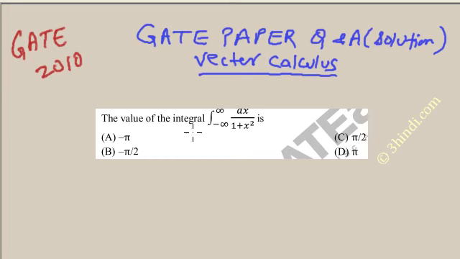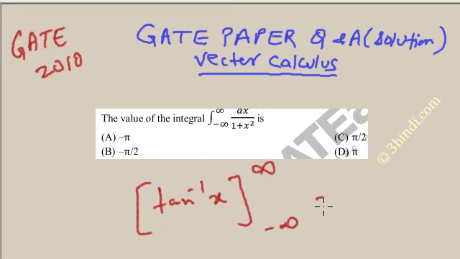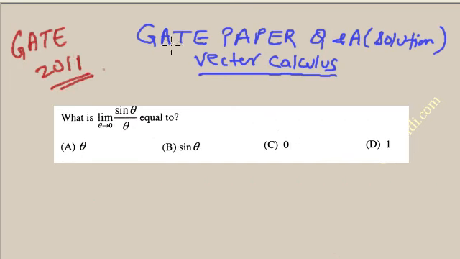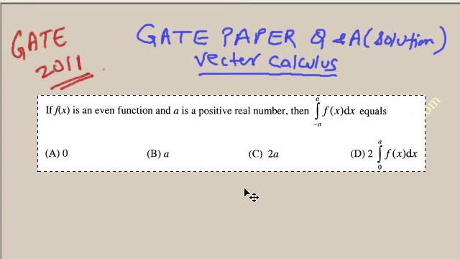Here the integration of this is tan inverse x from infinity to minus infinity, so pi by 2 minus minus pi by 2, that means pi. So the answer is D. Okay, this is the question from 2011. What is the limit of sin theta by theta as theta tends to 0? You remember it, this is 1. So the answer is this.